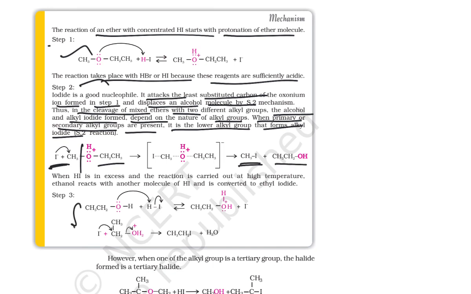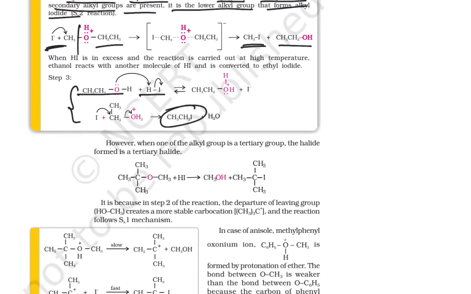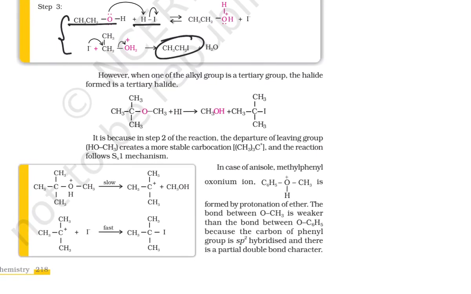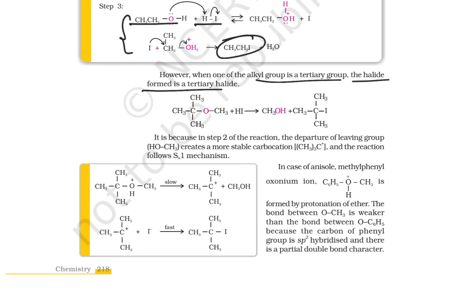In step 3, the alcohol which is formed again reacts with HI. Then finally there is formation of ethyl iodide. However, when one of the alkyl groups is a tertiary group and the halide formed is a tertiary halide, it is because in step 2, the departure of the leaving group, CH3OH, creates the more stable carbocation. So the reaction follows the SN1 mechanism. This is more important.